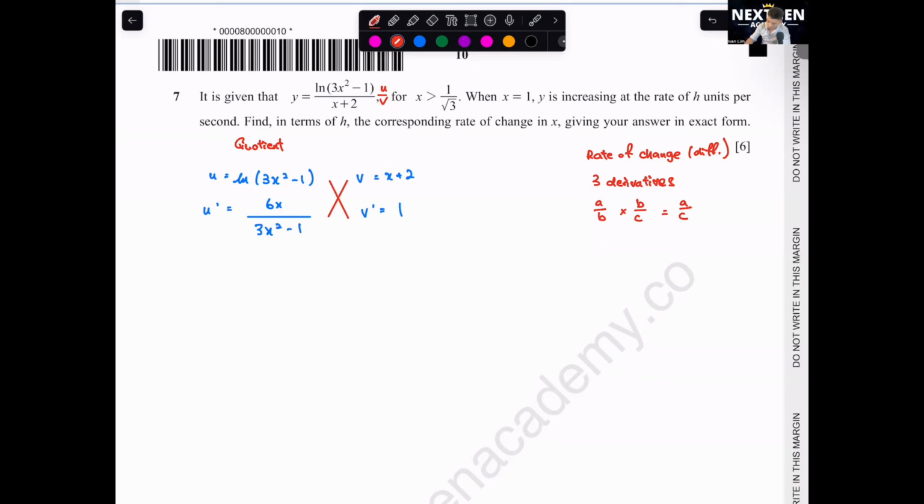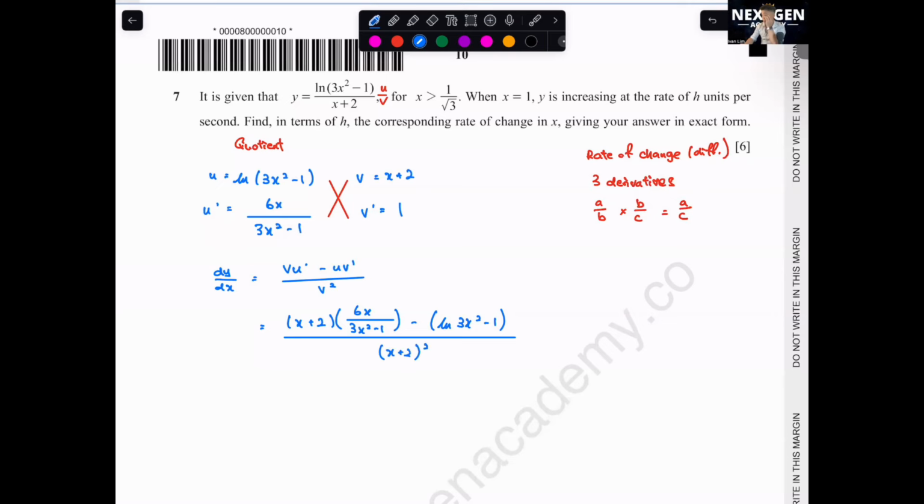Quotient rule: dy over dx equals v u prime minus u v prime over v squared. v u prime: x plus 2 times 6x over 3x squared minus 1, minus ln of 3x squared minus 1 times 1. We don't need to write the times 1. Let's just write ln of 3x squared minus 1, over v squared, x plus 2 squared.